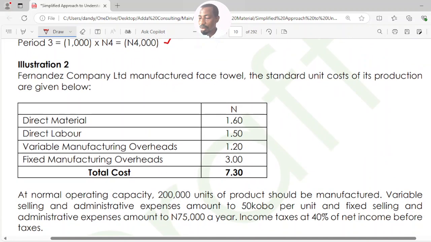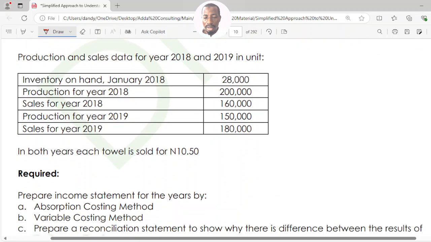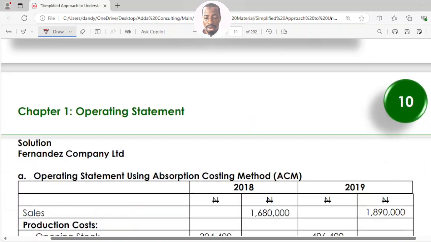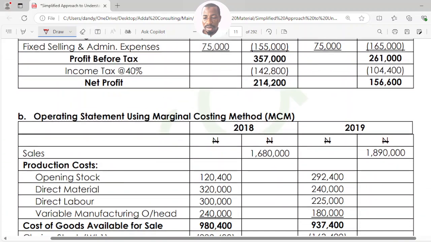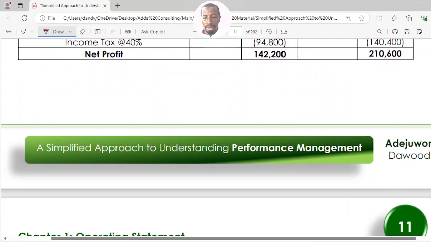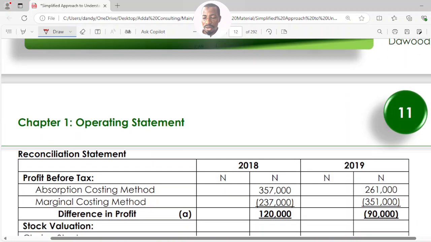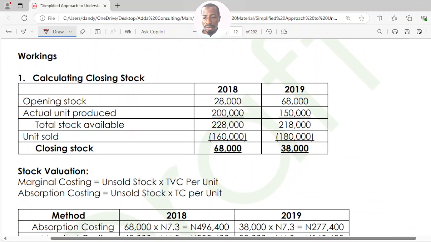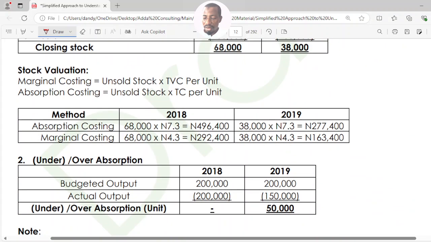So you can go and try this illustration number 2 under Fernandez. So it's a complete question. So go and try it. You'll see how I solve the question. All right. So that's it. That will be the end of today's class.